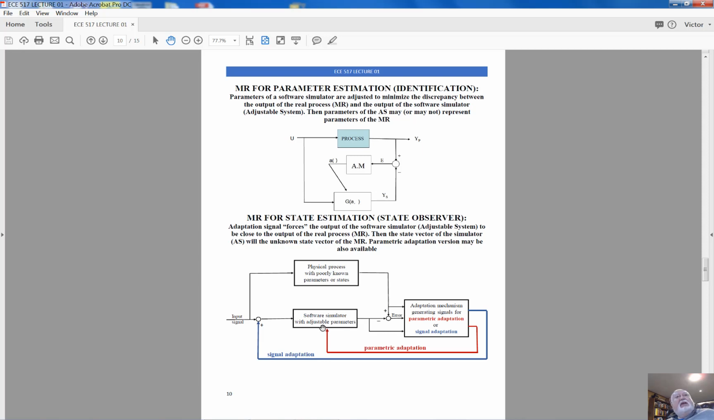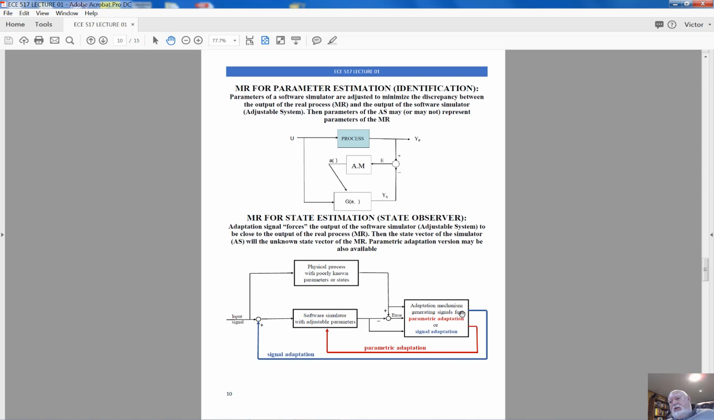In this case, we would say that the real physical process is the reference model, and the simulator is the adjustable system. And if we change the parameters of the simulator, we have to claim that this is parametric adaptation. If we properly design the adaptation mechanism, this error will be eliminated, and the state of the simulator would properly represent the state of the real process.